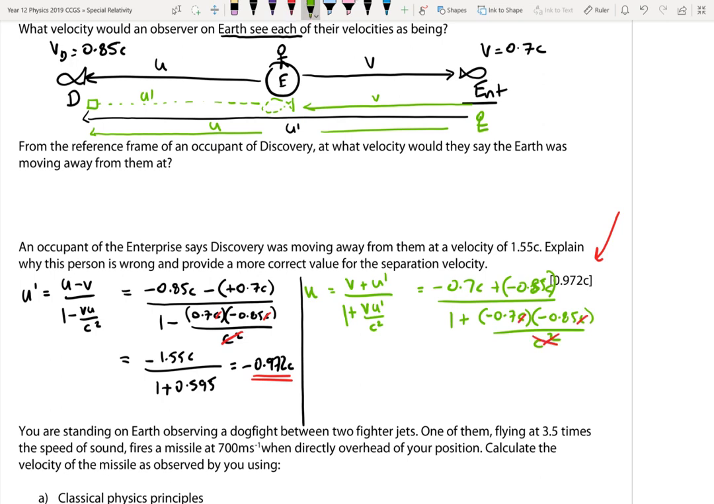And as I said on the previous page, you'll end up with different maths, but they end up with the same fraction.